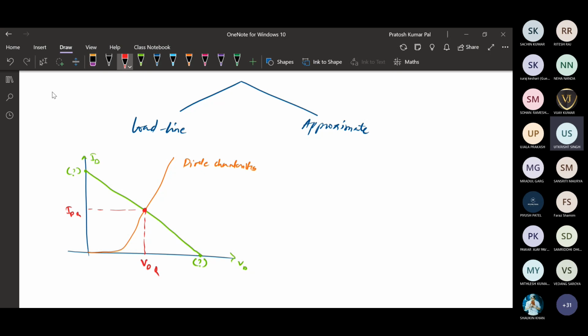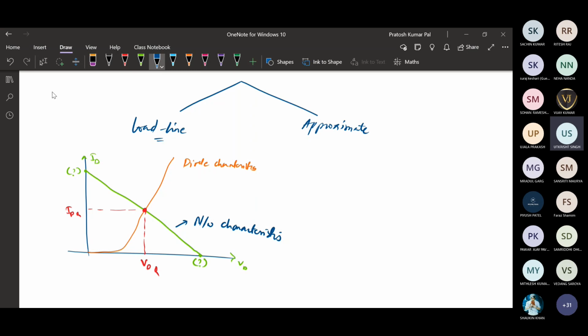So this is the method called load line analysis, and it is considered to be a graphical method. That means we will have a graph of diode characteristics and a graph of network characteristics, and they will cut at a particular point. This will be your operating point, or Q point. That gives the diode voltage and current, so from there we can find out the diode voltage and current.